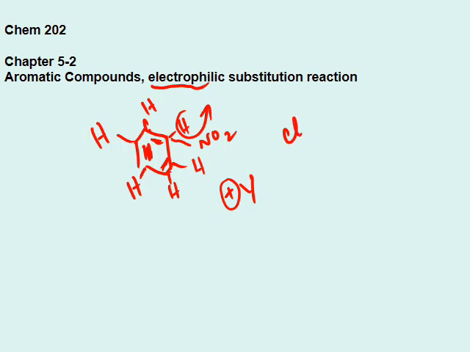So I can write down some of these species: Cl plus, Br plus, NO2 plus. Any of these would be attracted towards the benzene ring because the benzene ring is rich in electrons. The positive charge is always attracted towards electrons. And that's the beginning of a substitution reaction.